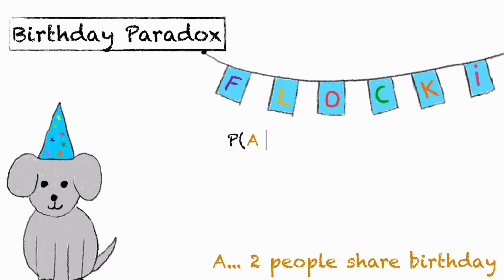If there is only one person in the room, then the probability that two people share a birthday is 0, since there is no second person. Hence, P of A given one person equals 0.